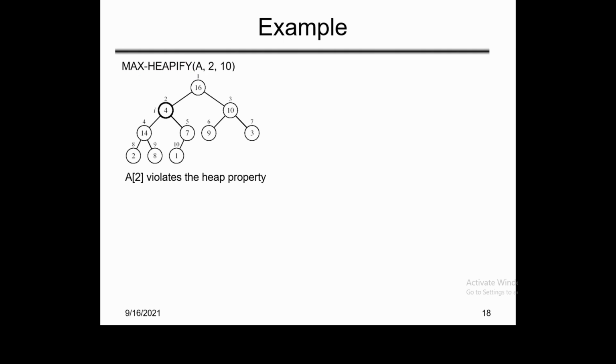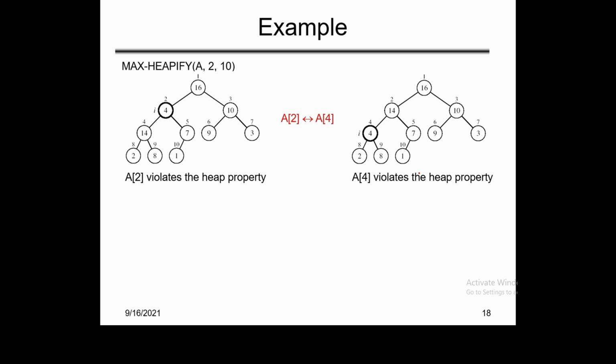So suppose that the property violation is at this array location, like at 2. So we will call this max heapify procedure, like this is the array, property violation at 2, and this is the size of the heap, or the total number of elements in the heap. So yahan par property violation hai, jaise previous example mein dekha tha humne, 4 violates the heap property. Now what will be done, we simply find out the largest child of this A2 and replace with them. So A2 will be replaced by A4. So we will have this situation.